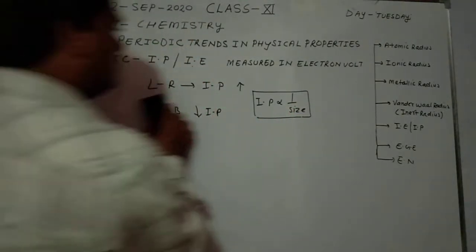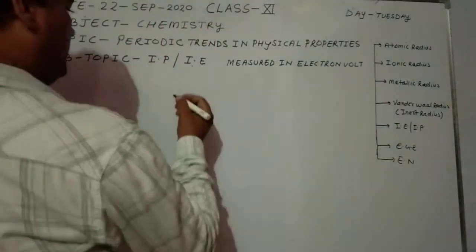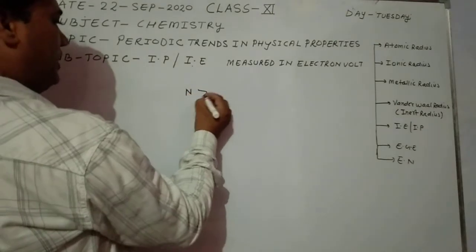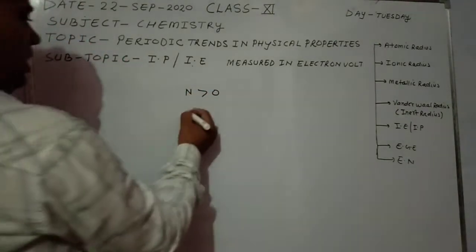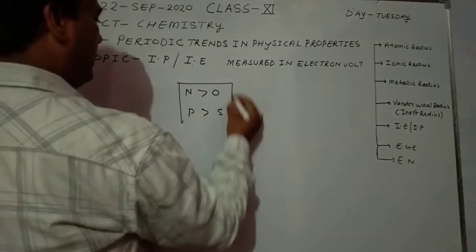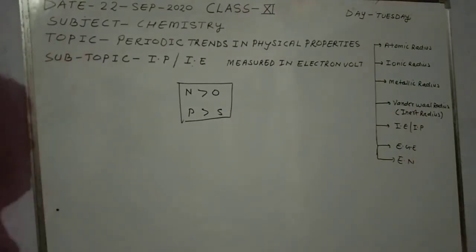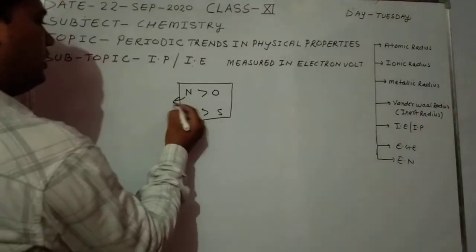So I have discussed some anomalous behavior of ionization potential, that is the ionization potential of nitrogen is greater than oxygen, ionization potential of phosphorus is greater than sulfur. This is very important question. Why the ionization potential of nitrogen is greater than oxygen? It is due to the electronic configuration.